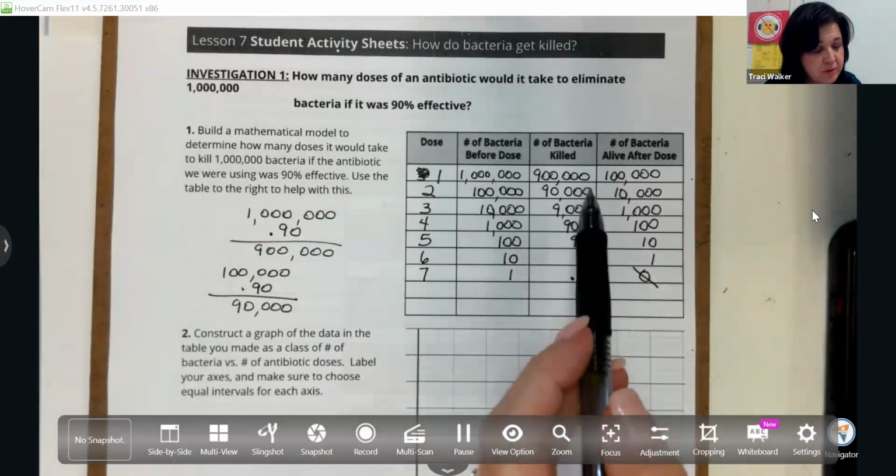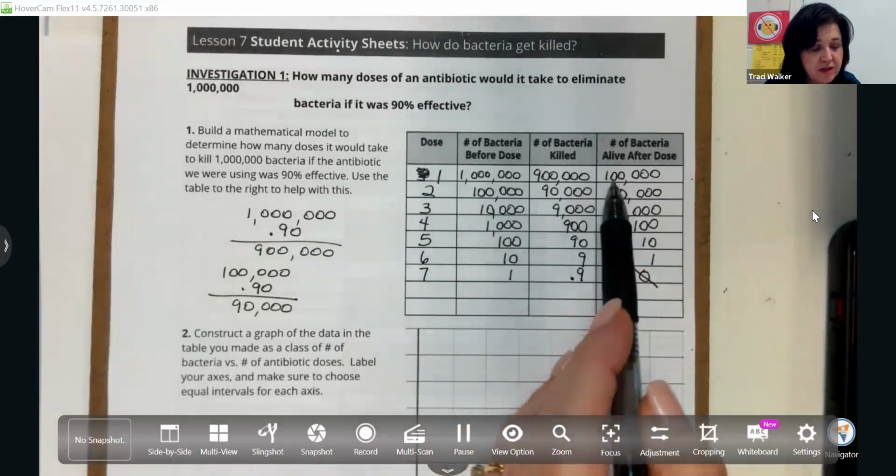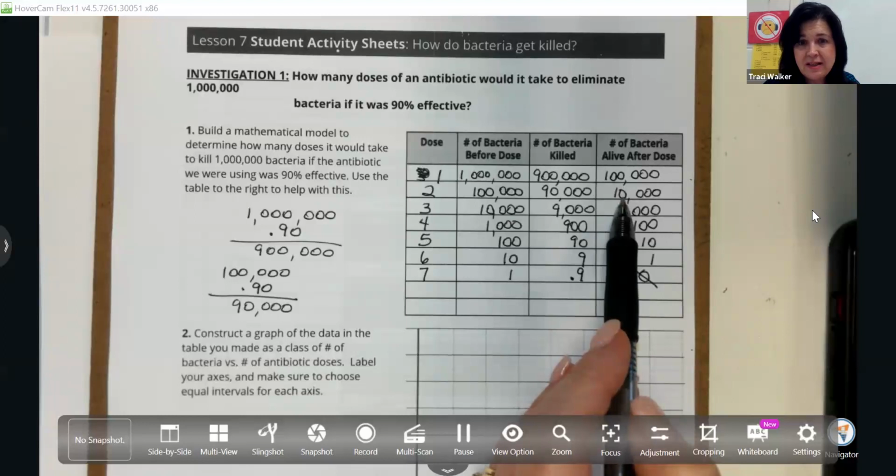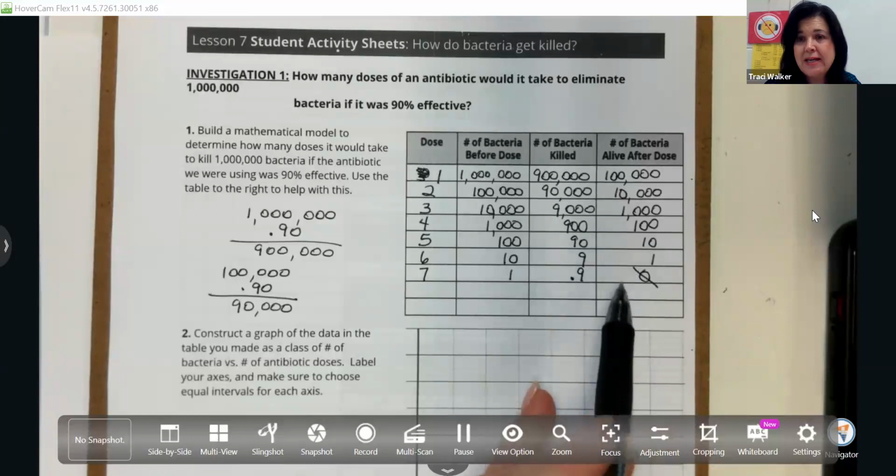And one thing is, after you take this first dose and you only have 100,000 bacteria left, you feel a lot better. And when you get down here after your second dose and you only have 10,000 left, you're going to feel like you're not sick. Okay, but you have to keep taking them.